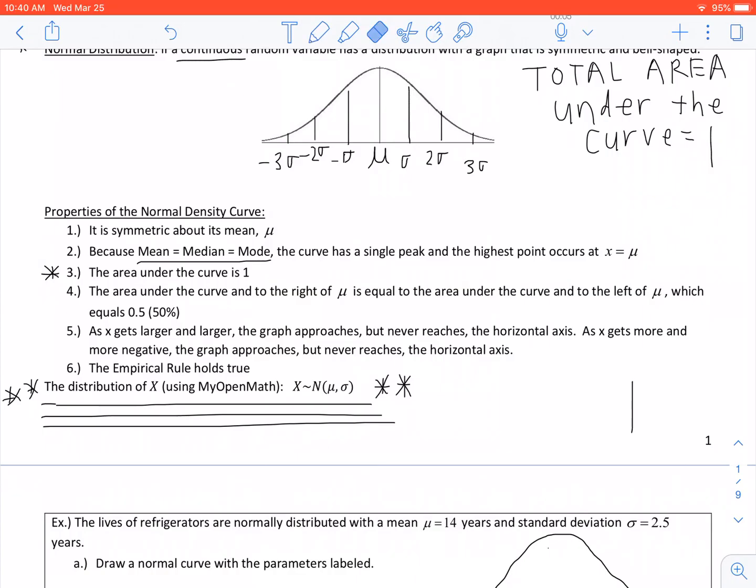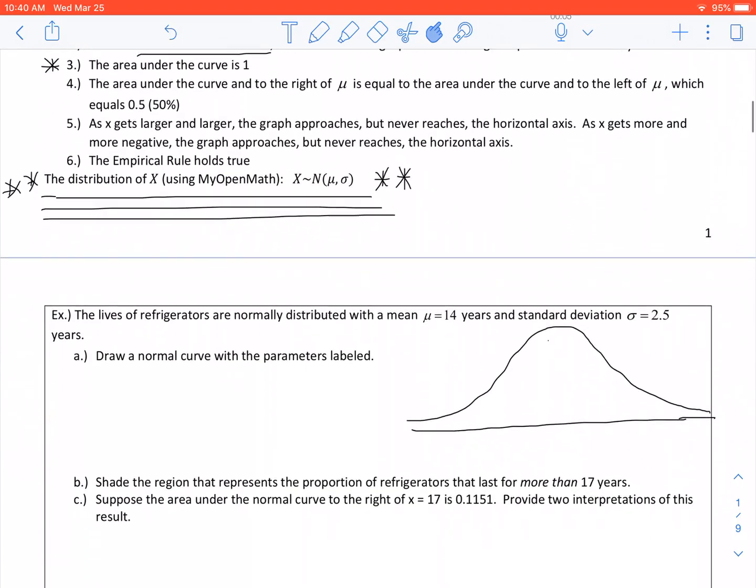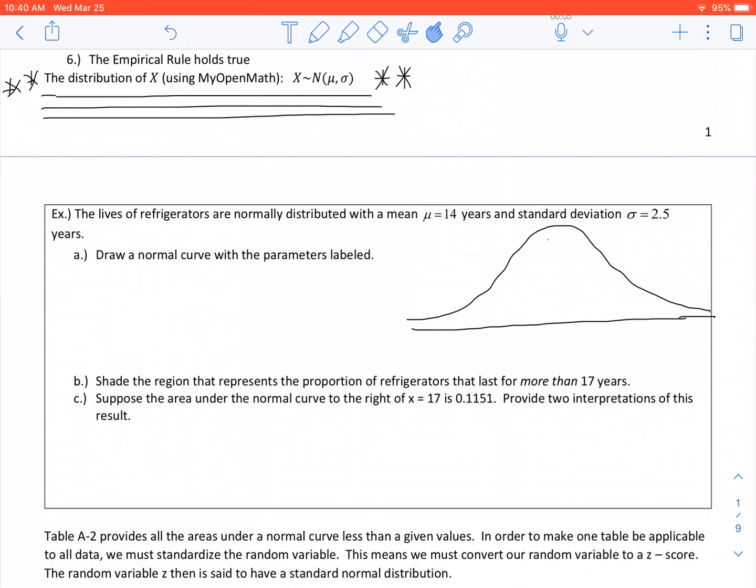And the distribution of x, using MyOpenMath, that needs a few stars there, is x tilde N of mu, comma, sigma. If you have questions in MyOpenMath with blanks, it will say x tilde, then a blank for normal, and then blanks for the mean and the standard deviation, which you put in those blanks. We are going to learn how to calculate those in a minute. Sometimes they're also given to you in the word problem. So definitely give that a star.